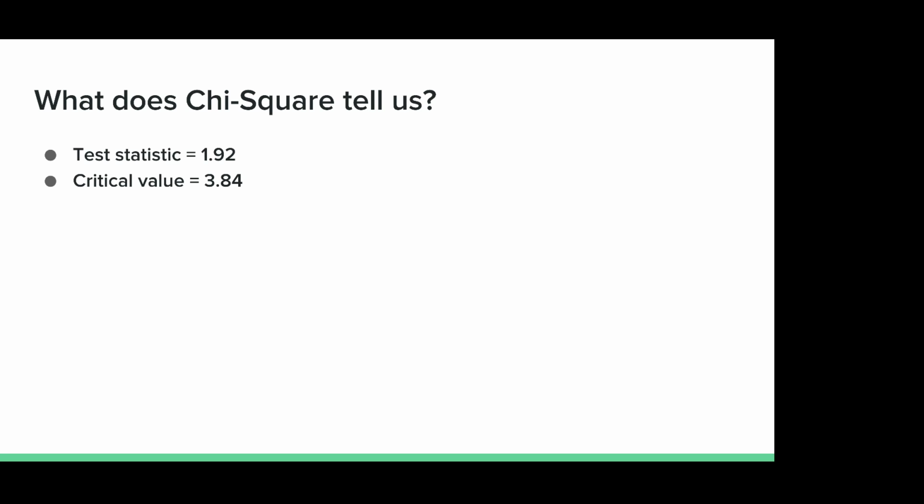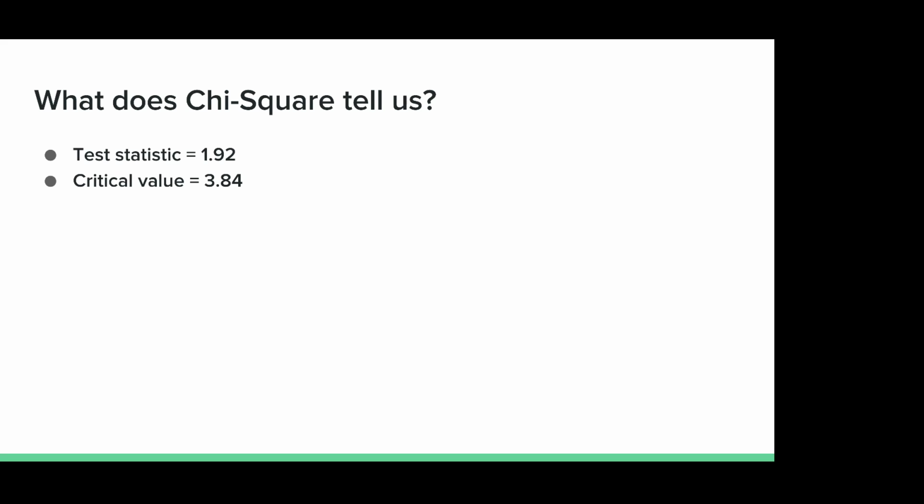Please note there is nothing to square. There is nothing to square root. Chi-square is an entity, not something squared. There's no chi anywhere. It's just chi-squared. So the test statistic is our chi-squared test statistic. Our critical value is our chi-squared critical value.